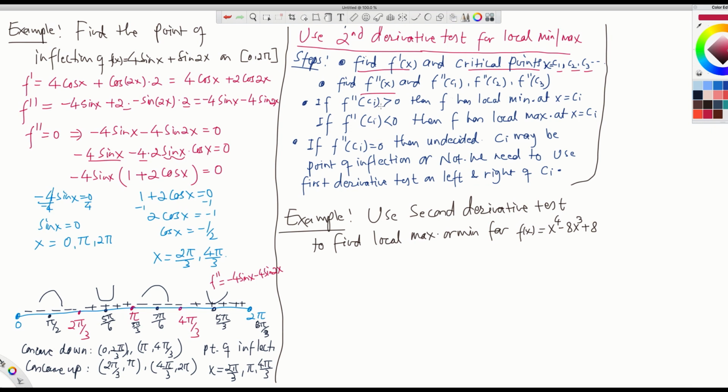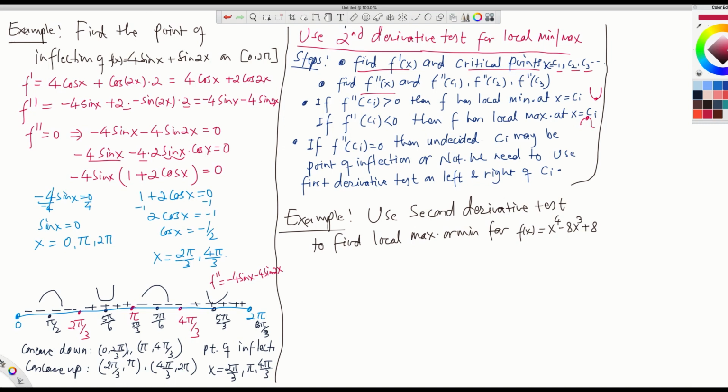If the second derivative is positive, then local min, because second derivative positive means concave up, right? Concave up means there is a local min. If the second derivative is negative, it is concave down. That means this figure will look like this, concave down. So there is a local max, right? When you plug in that c1 or c2 or c3, whatever, if you get the second derivative positive, then there is a local min. If the second derivative is negative, local max.